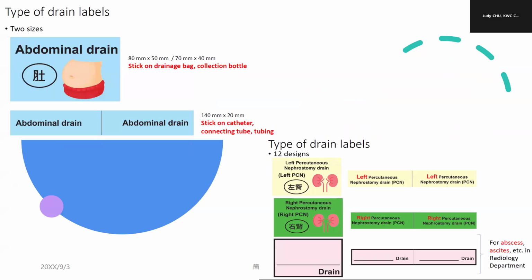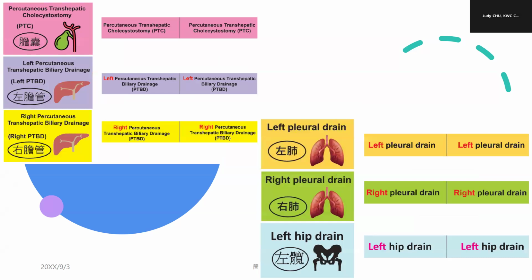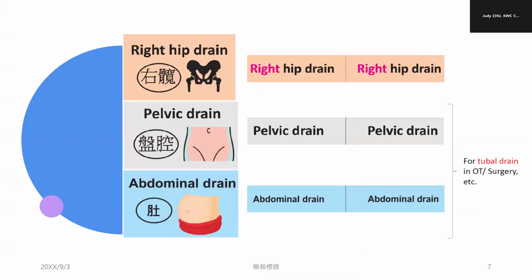We have two kinds of drain labels. One is stuck on the drainage bag and collection bottle with pictures, and another with wordings which are stuck on the catheter, connection tube, and tubings. And there are 12 designs of drain labels, including PCN and free text drain labels, PTC, PTBDs, pleural drains, hip drains, pelvic drains, and abdominal drains.